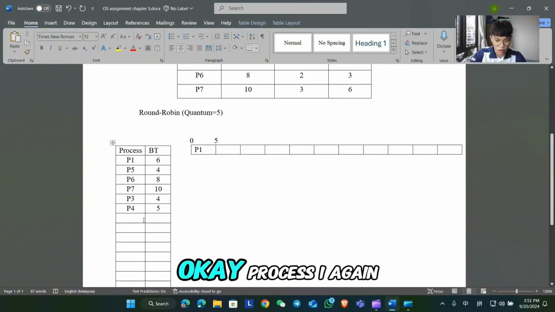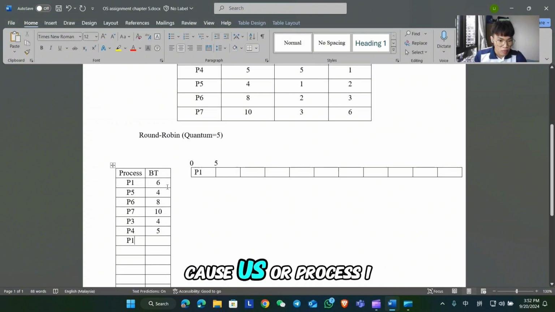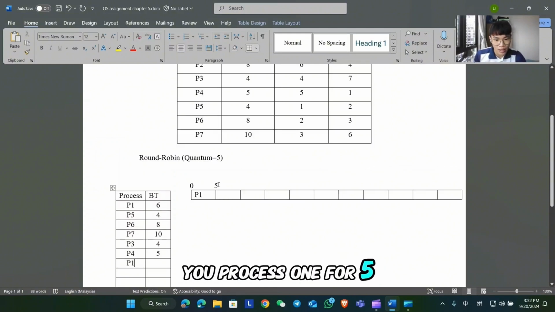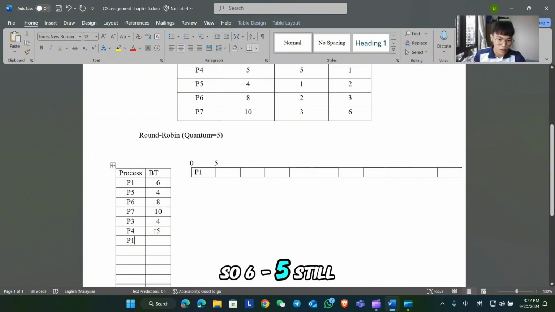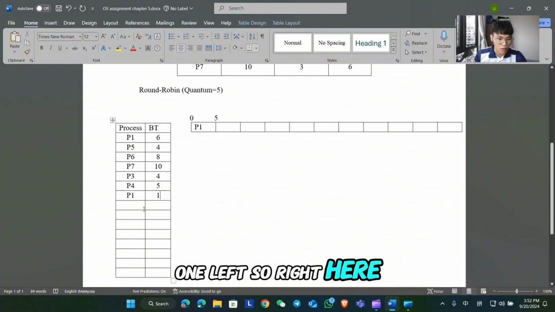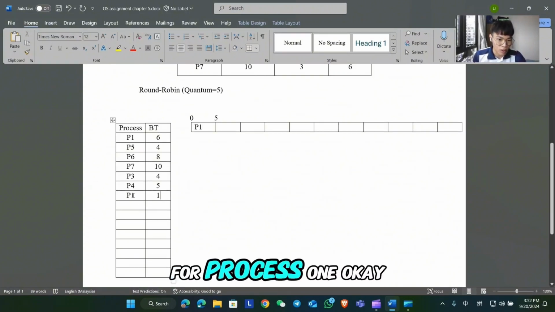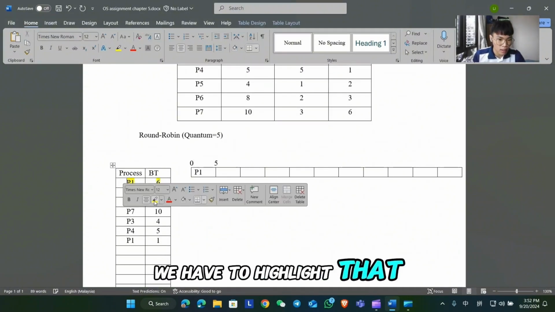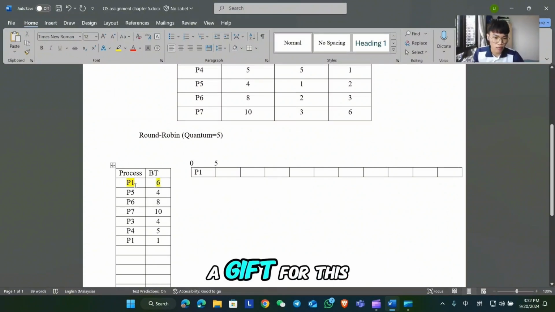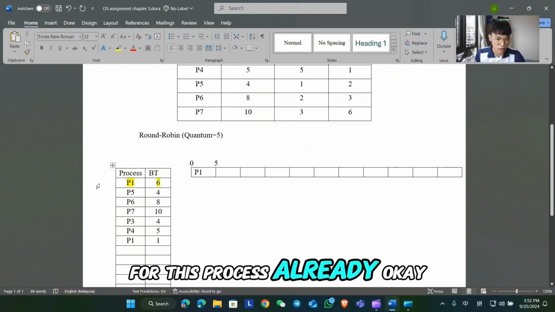Then we have to write down process 1 again, because its burst time is 6, but the CPU only executes process 1 for 5 milliseconds. So 6 minus 5, still 1 left. Here we write down 1 for process 1. We have to highlight that, because it means we have already executed that portion of the process.